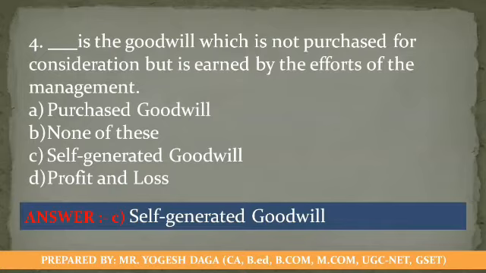Why is this the correct answer? Because self-generated goodwill is the goodwill which is calculated intentionally to know the efficiency of the business and for which we have not paid anything. Here, the self-generated goodwill arises because of the efforts of the management, the efficiency and the effectiveness of the management, which leads to the creation of the self-generated goodwill. Okay, so option C is the correct one.